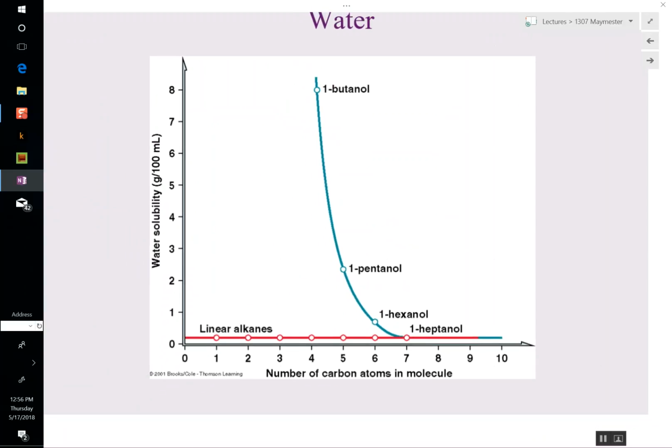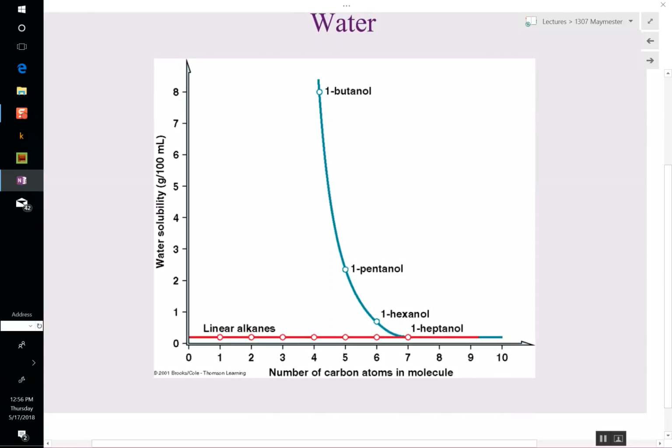Okay, what's going on here? When you look at a graph, sometimes I go too fast. You have to get your feet on the ground. What are we graphing? Along here, we're looking at number of carbon atoms in the molecule. 1, so that would be methane, and way up there would be methanol, because this line here is alkanes. And alkane solubility, they're all nonpolar, they're not very soluble in water.